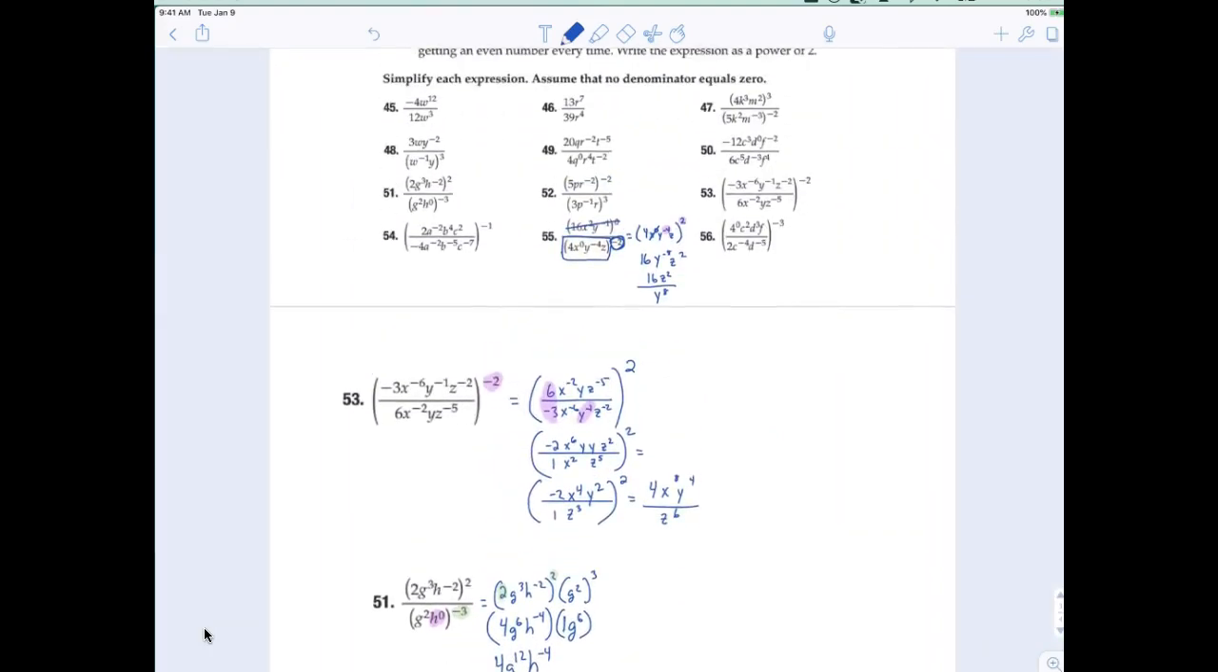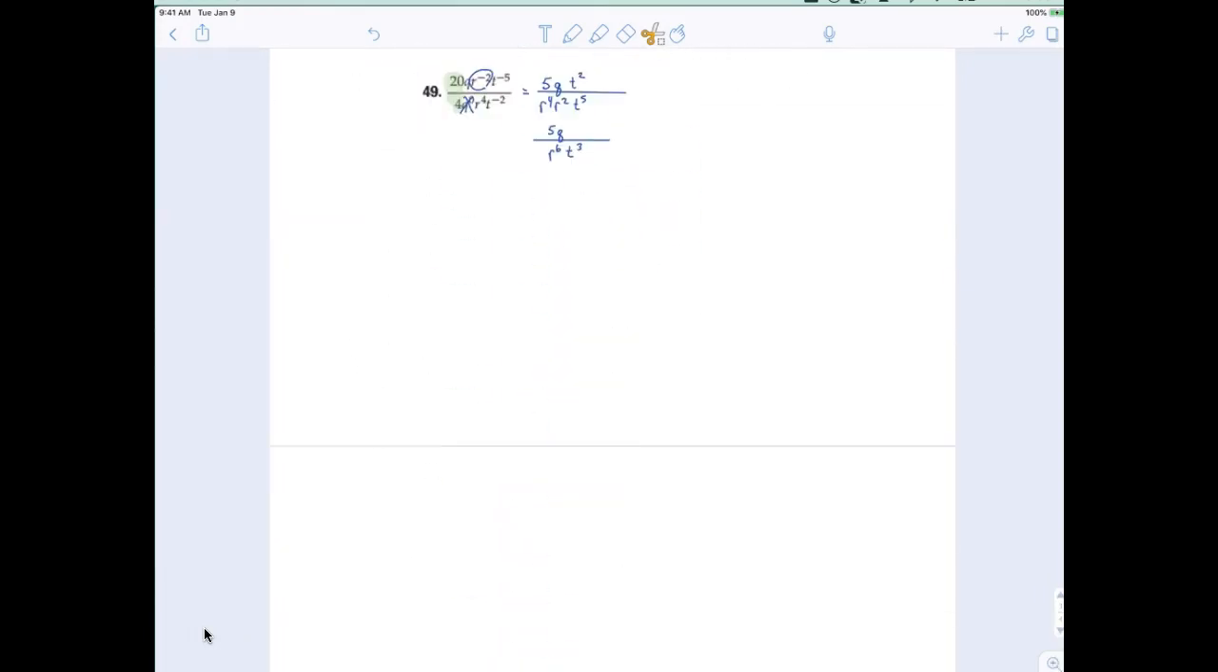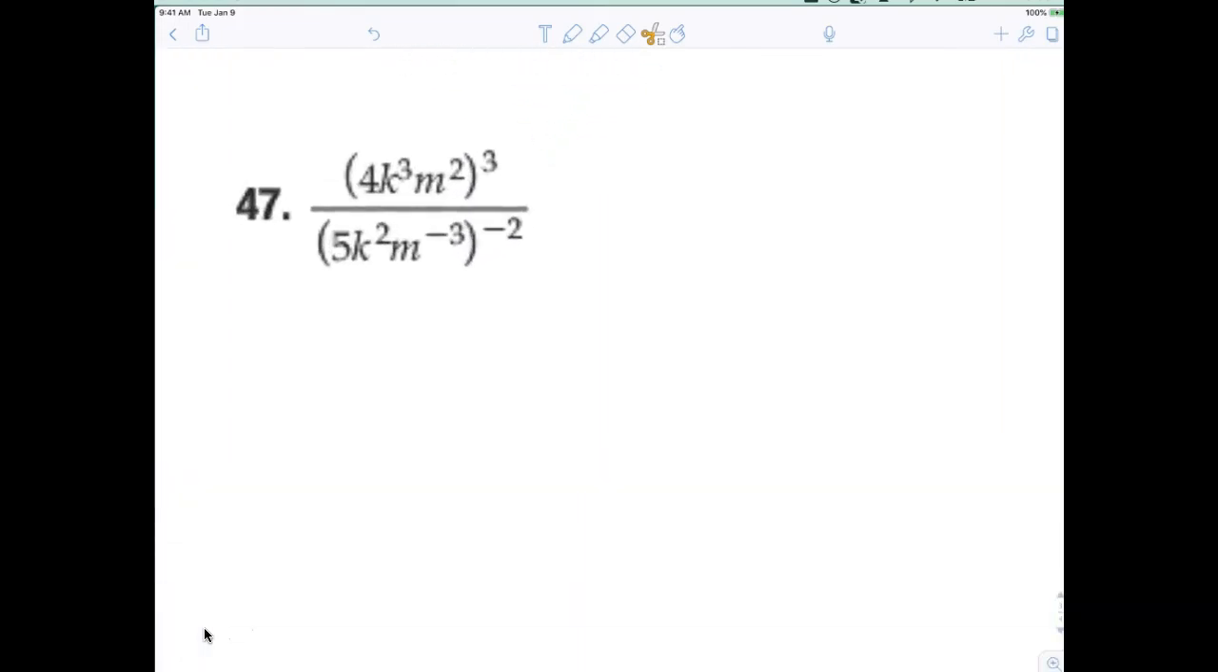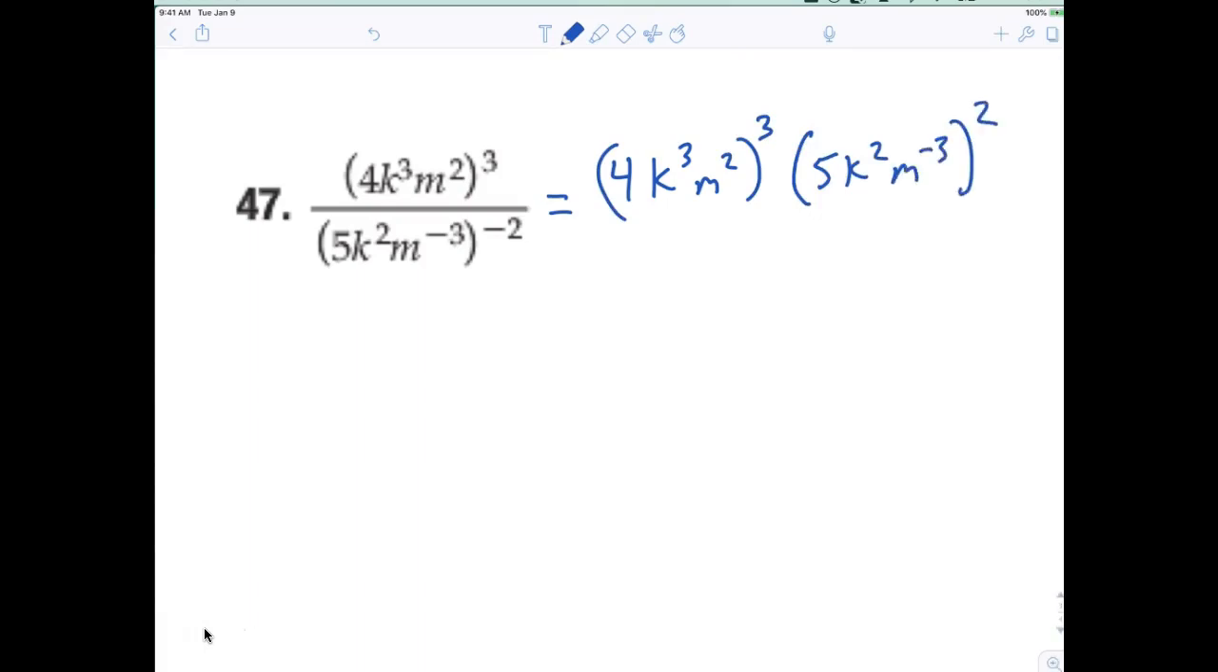Let's pull 47. Well, I think I forgot you, didn't I? Yep, I did. Let's let Noel do number 47. And then I got you. So what do I do? What's your thoughts on this? Yep, you have to put the one on the bottom on the top. So 4k cubed m squared cubed, 5k squared m negative 3 squared.